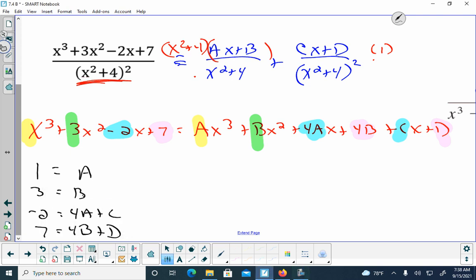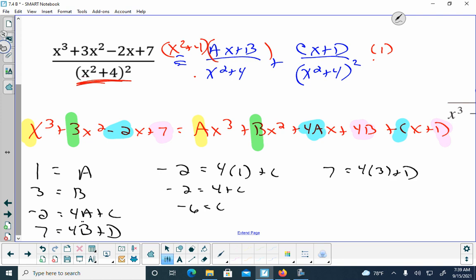So now, since A is equal to 1, I'm going to put that in here. So negative 2 is equal to 4 times 1 plus C. So negative 2 is equal to 4 plus C. C is equal to negative 6. And then to find D, I'm going to say 7 is equal to 4B, which is 3, plus D. So 7 is equal to 12 plus D. D is equal to negative 5.